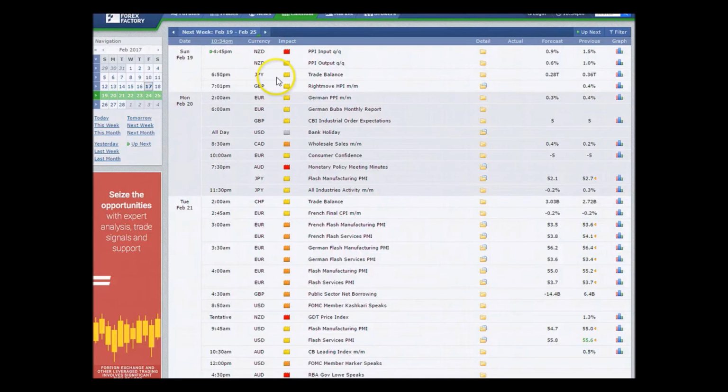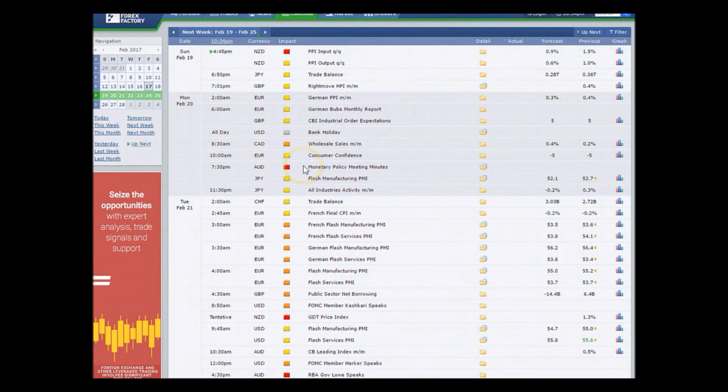The first one on Sunday is from New Zealand. PPI input quarter-on-quarter is forecast to fall from 1.5% to 0.9. That could cause the currency to weaken. PPI is a measure of inflation, the producer price index. And so at 4:45 p.m. we could see the Kiwi weaken versus the dollar and the Swiss franc and the yen, if this comes out as forecast, okay.